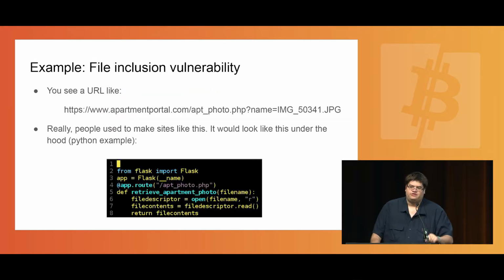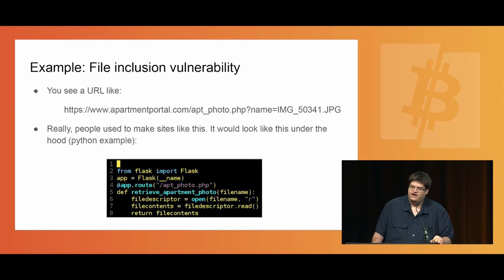As a very trivial example, I'd like to talk about a file inclusion vulnerability and what that looks like. Imagine, without knowing the source code that you see at the bottom of the screen, that you come across a URL like in the middle of the screen. Without knowing anything about security or web applications, you should look at this URL and go, what is going on here? You can break it apart into a few components. You have the domain, apartmentportal.com. Then you have some file, apartment photo, with some file extension. And then you have this other file name in there.